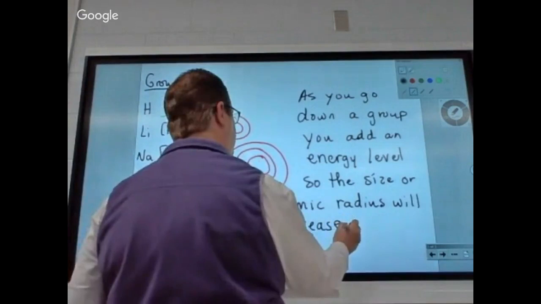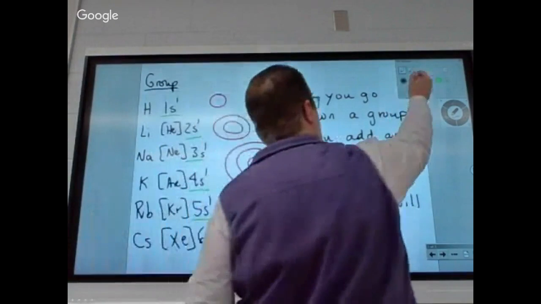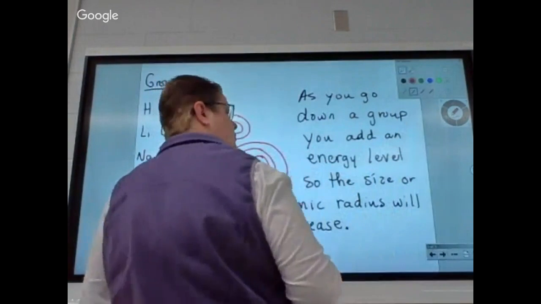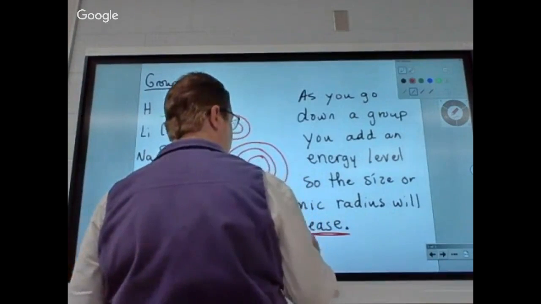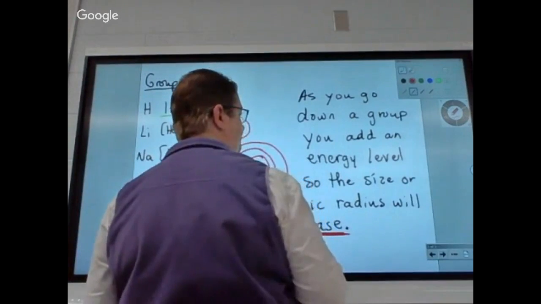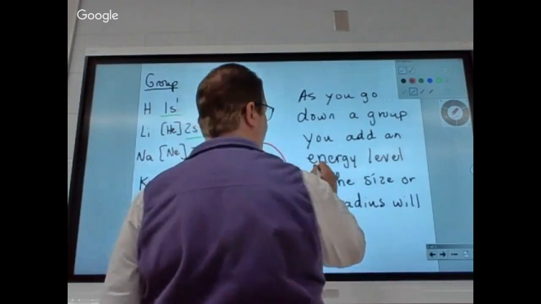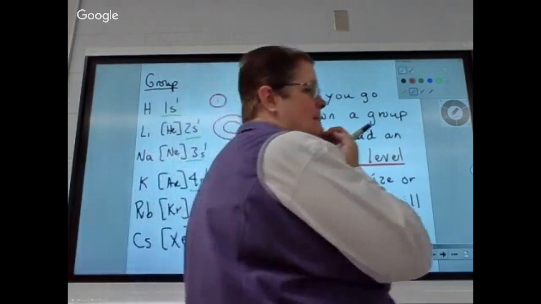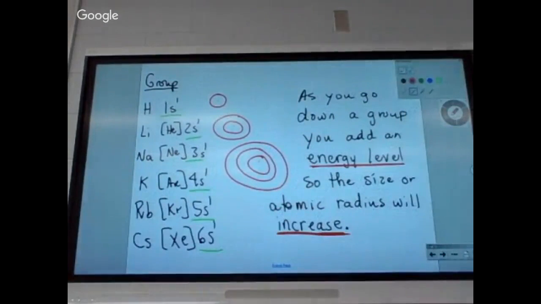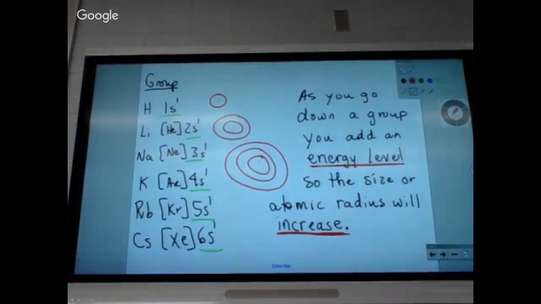So I believe this was question 3 on your homework. As you go down a group, atomic radius will do what? And the reason you gave me was what? Energy level increases. I don't know how many of you might have said something to that effect.